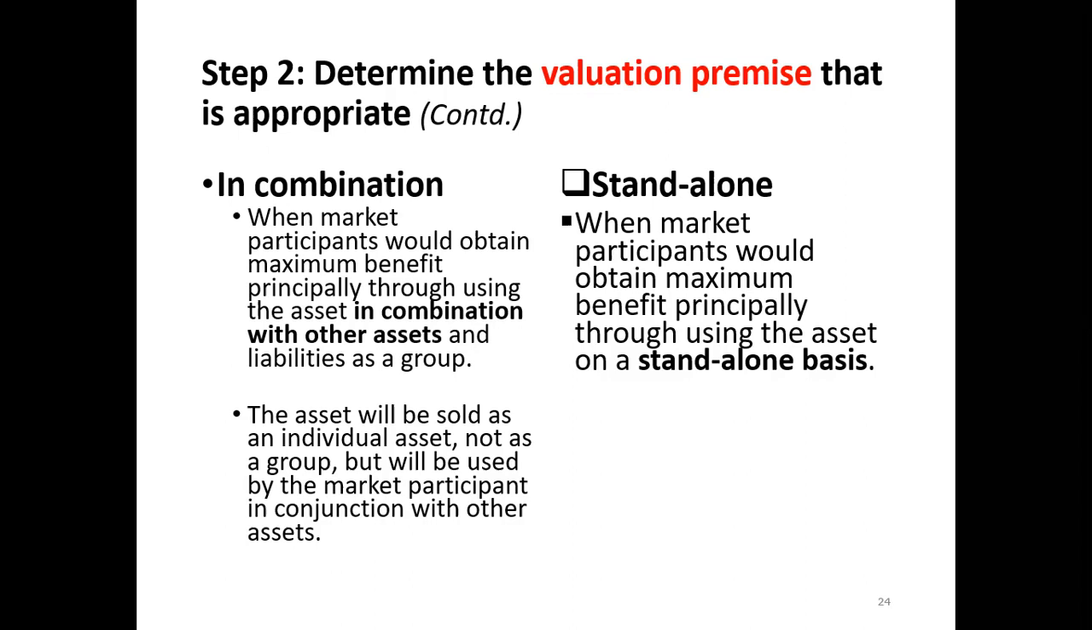So in that case, the market participants find they can maximize their benefit by using this land on a standalone basis. Currently there's a factory there, but the market does not value that factory. They would find that the value comes mainly from the land. So when they are placing a price, they would be placing the price considering the land itself. They are not considering the building. They don't have a concern about the factory.